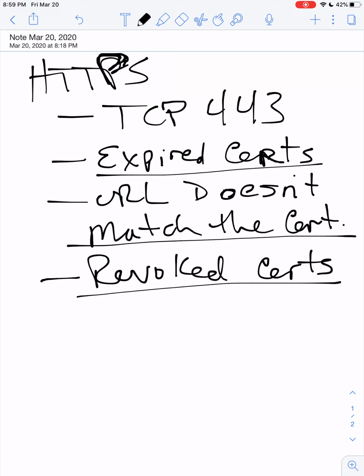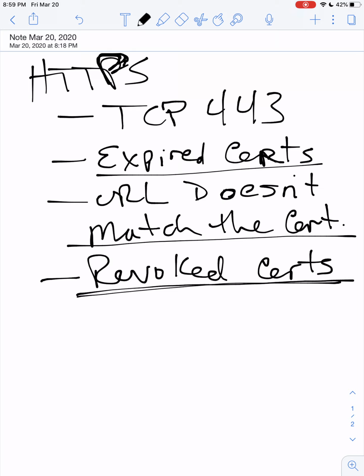Revoked certificates. Certificates are revoked for one reason. There's been a security issue. The credentials have been stolen. Someone's hacked into the company that supplied the certificate. Someone's hacked into the company that bought the certificate and stole the certificate store. So keep that in mind. That's very, very dangerous if you see a revoked certificate.